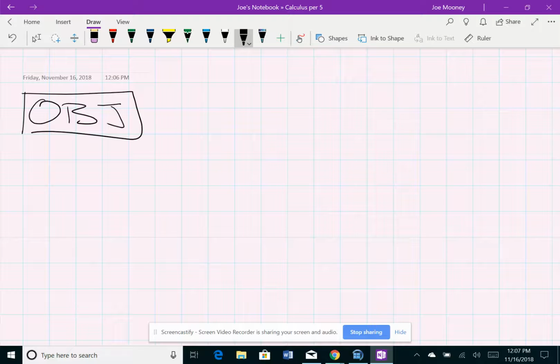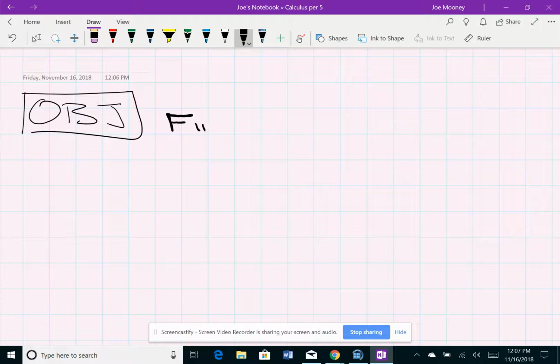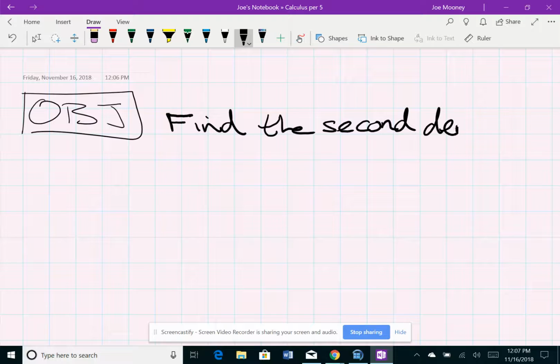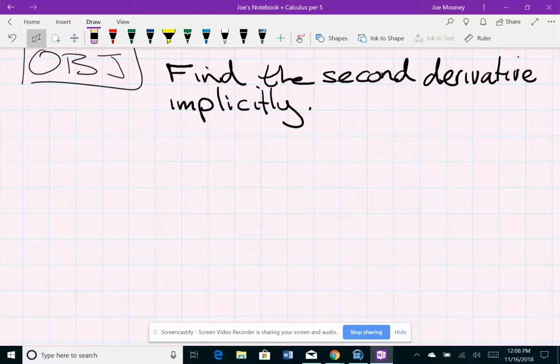So we're going to find the second derivative of, let's just say, find the second derivative implicitly. So let's just talk about a couple of things.